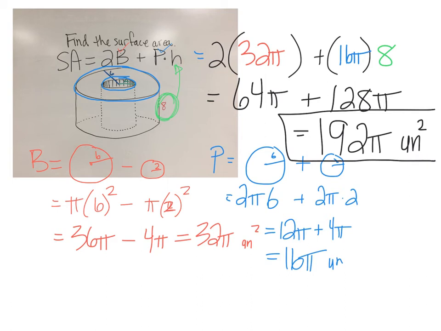If you want to know what that is as a decimal, 192 times pi is 603.186 square units as a decimal, if you are so inclined.